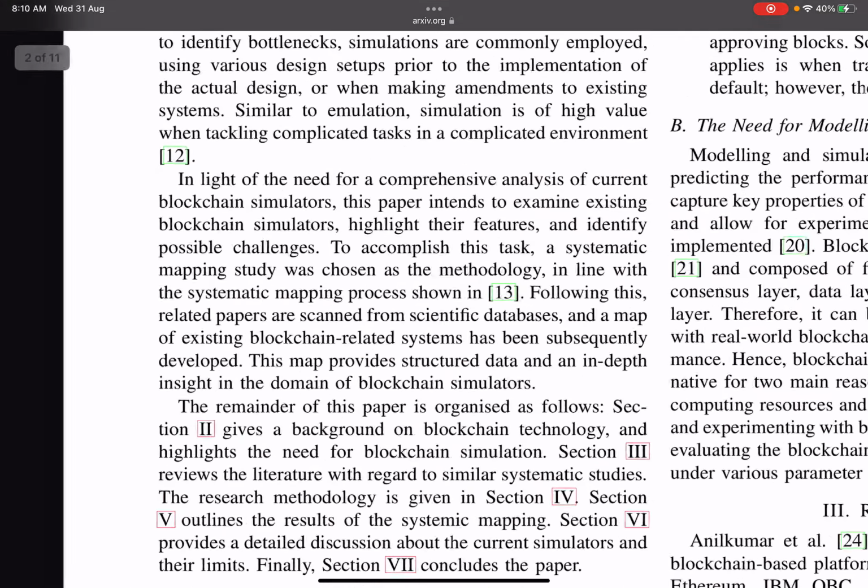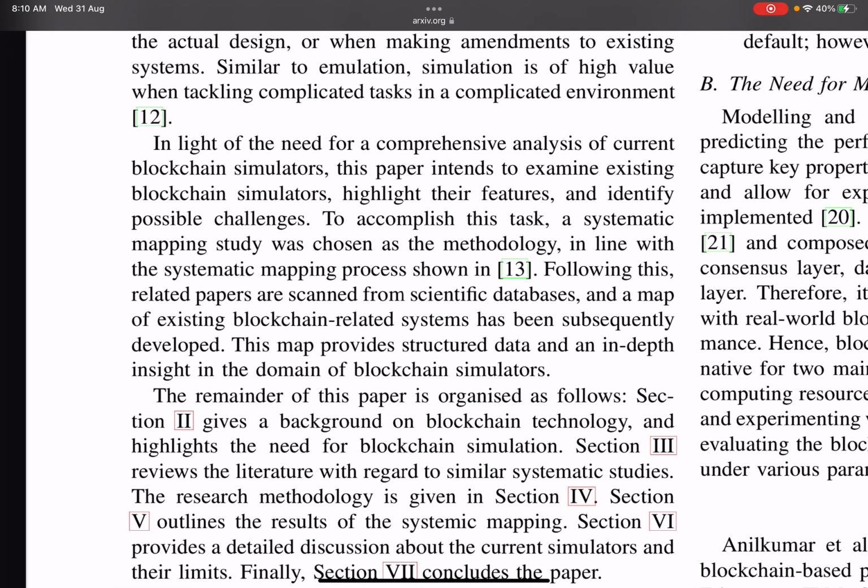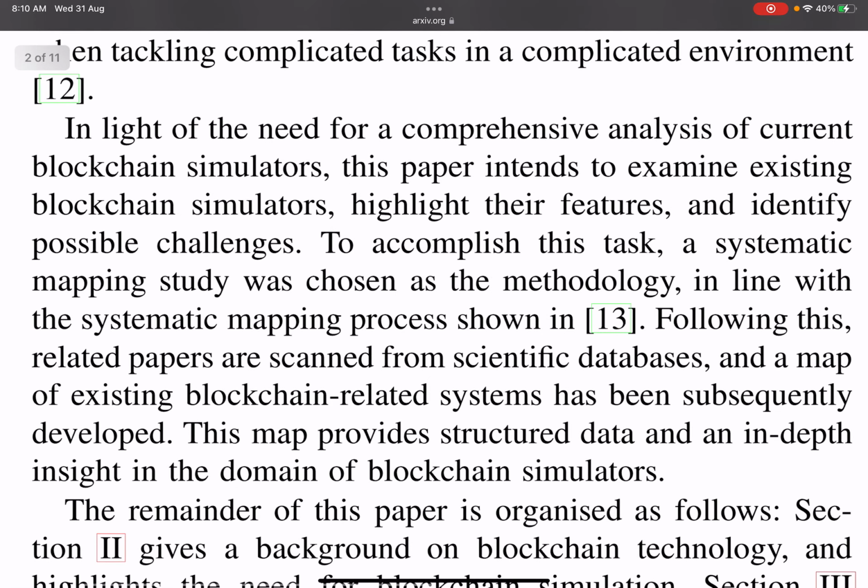For example, हमेशा देखना, हमेशा introduction के अंदर last के दो paragraphs में, they always tell you about what they're doing in this paper, right? So what they are doing here: this paper intends to examine existing blockchain simulators, highlight their features and identify possible challenges. यहाँ रिसर्च हुआ. देखो, सिमुलेटर ऑलरेडी बने हुए हैं, तुम बना नहीं रहे हो. You are examining existing blockchain simulators. You are highlighting their features. In order to highlight their features, you will have to recognize their features. In order to recognize those features, you'll have to go to those websites and find out कि अच्छा इसमें क्या feature है जो इसमें नहीं है, right?